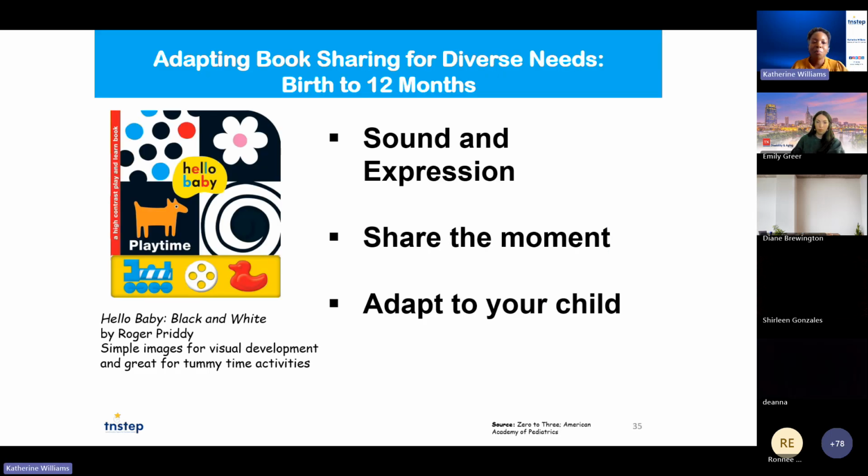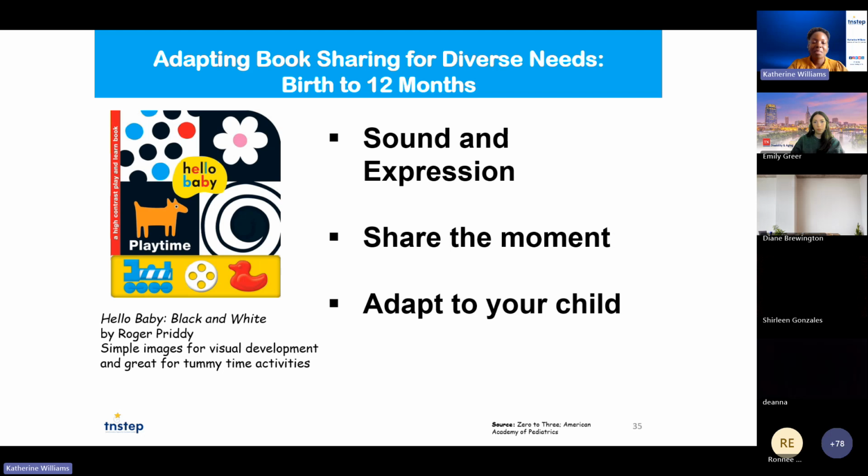So I've broken up the age groups into three different age groups for adapting book sharing for children who have diverse needs. The first one is birth to 12 months. You want to use sound and expression like what he was doing in the video. You want to share the moment, using sounds, textures, pictures, and props. And then adapting to your child, so you want to follow your child's lead.